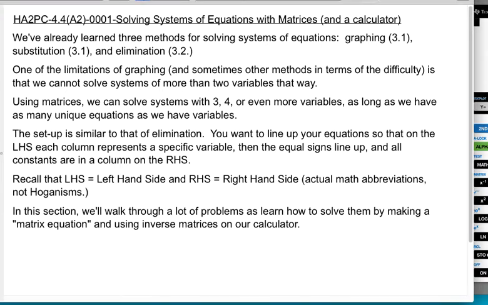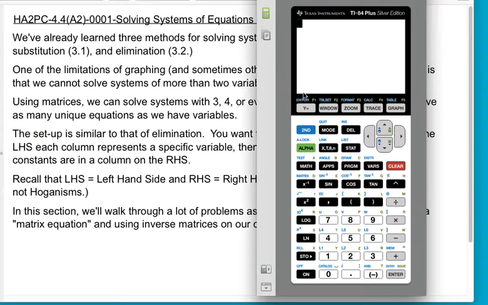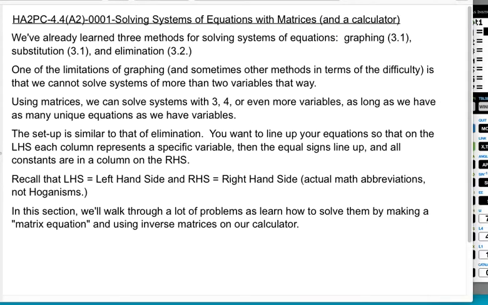Cool. So one of the limitations of graphing, and some of the other methods in terms of how difficult a problem is, is that we can't solve more than two variables that way, right? So if you think back to when we were doing graphing, if you go to your y equals, you have a y, you can put in x stuff, but your calculator graphs in two variables, not three. So if you have a system with 3 or 4 variables, you've got a problem. So with matrices, we can solve a system with 3 or 4 or even more variables. Like you could do 10 variables as long as you have as many unique equations as you have variables.